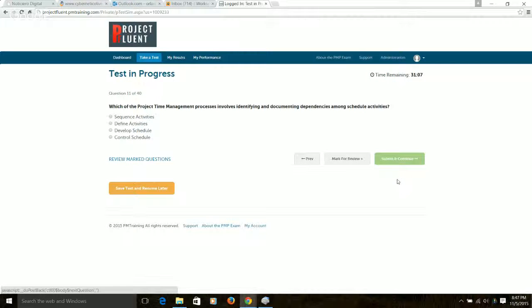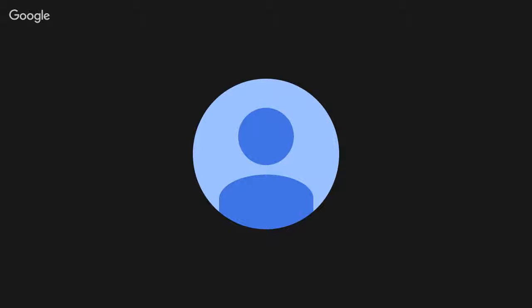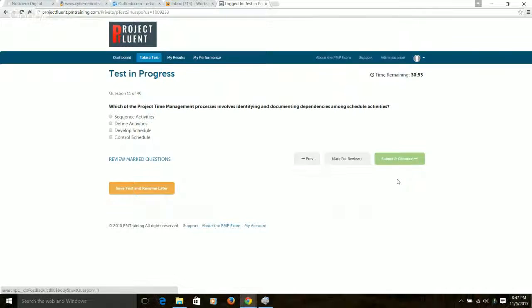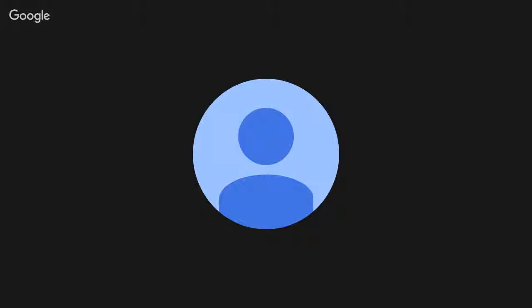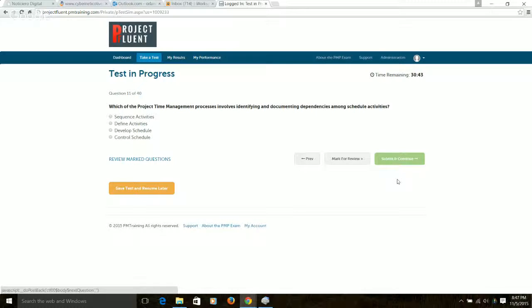The first one is sequence activities, and the second one is define activities. It's not define activities, so it's either... Option A is sequence activities, and option C is develop schedule. Yes, I'll go with C. You go with C? Okay. All right.